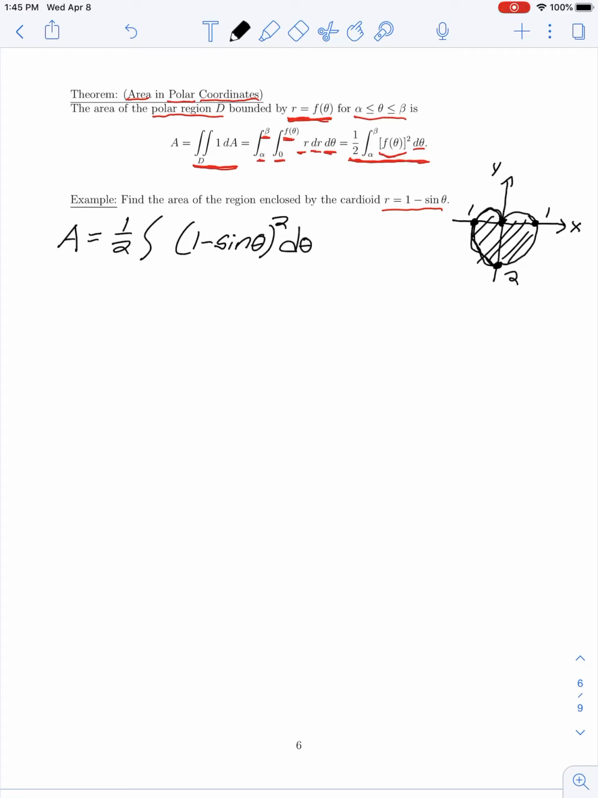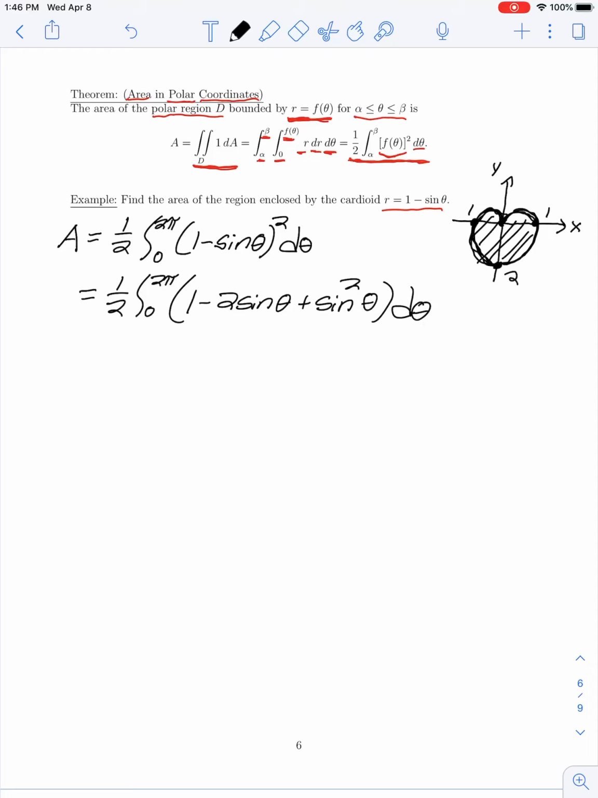So we see that this region occupies all 4 quadrants of the xy plane. So to get the full region, we would have to integrate from 0 to 2 pi. So to evaluate this integral, we would start by expanding. So we have 1/2 integral from 0 to 2 pi of 1 minus 2 sine theta plus sine squared theta d theta.